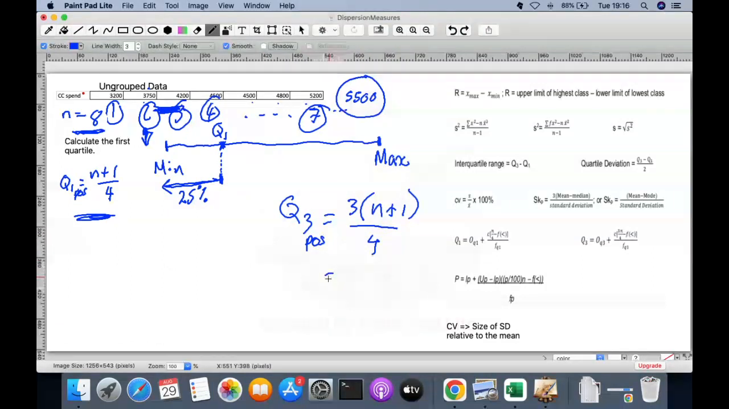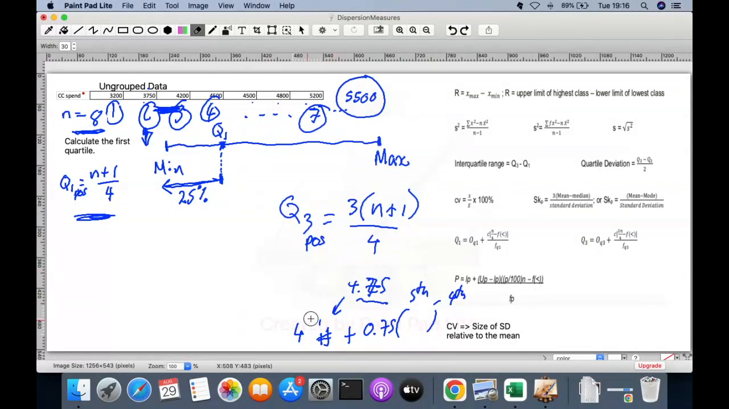But the same principle applies. Whatever value you get, say hypothetically, I don't know what this value is, let's just say it's 4.25. Let's make it a better number. Let's make it 4.75. Then you would take the fourth number, the fourth number plus 0.75 times the fifth number minus the fourth number. I encourage you to do this in the exercise, but the same method and principle applies when you're working out the first quartile or the third quartile.